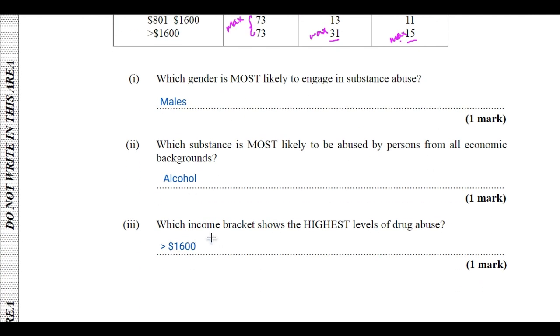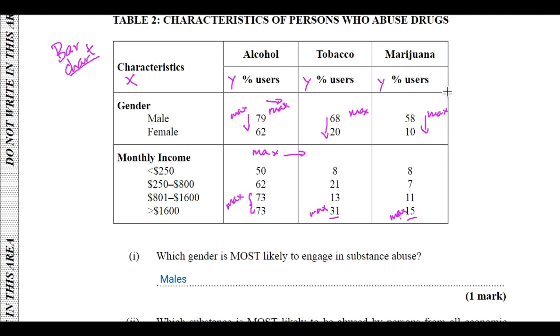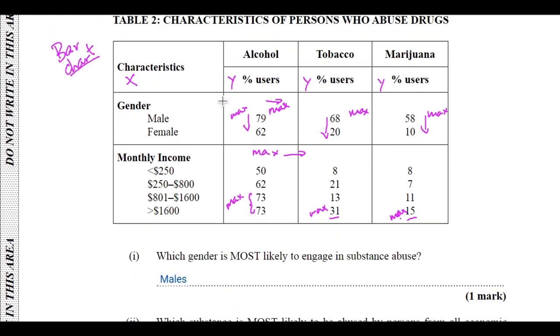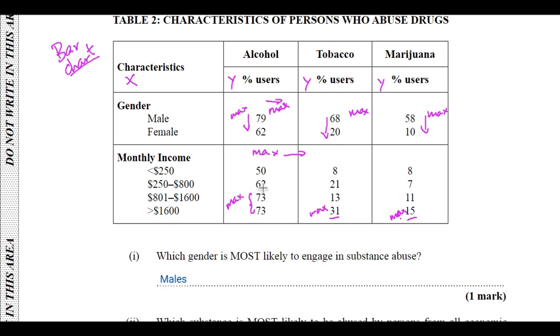And which income bracket shows the highest levels of drug abuse? Across the board, more than 1600. Max, max, max. Yeah? So that's how you handle questions like this with data. And notice because I highlighted already, by the time I have to answer, I can very quickly come up with my answer. I don't have to look and check around now because that's how you end up missing things, right? So this approach is best to help you get through these kinds of questions.